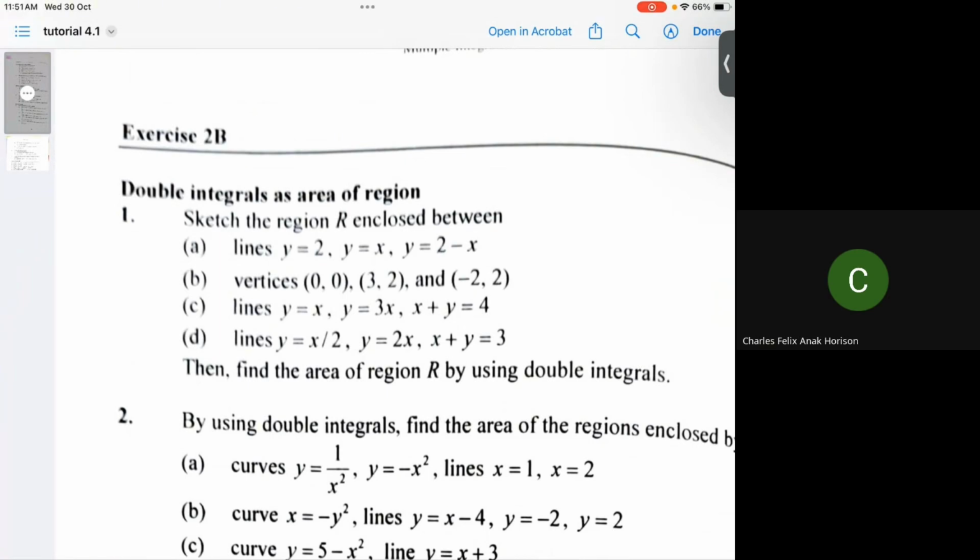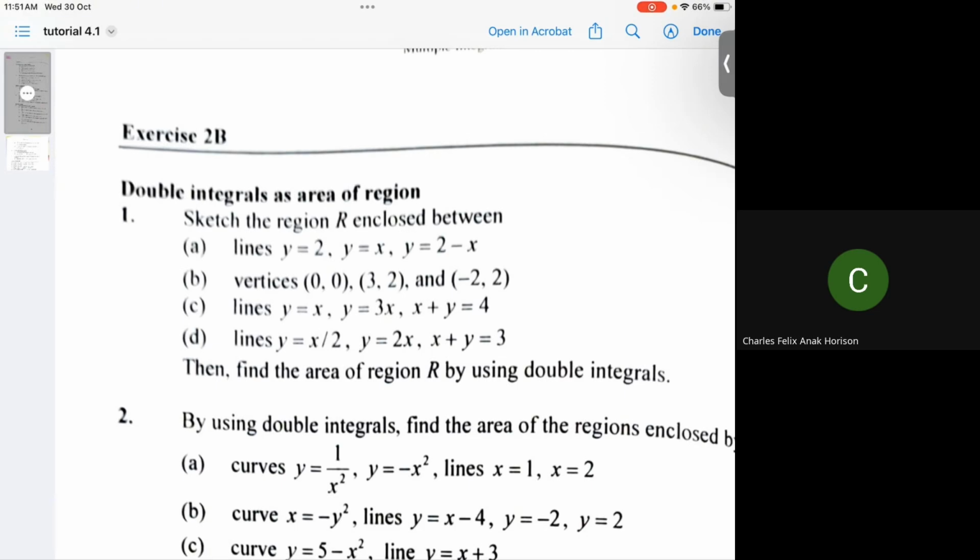So let's try this exercise 2B. You can get the exercise tutorial questions in the WhatsApp group. Also in the author, I have shared it. So we'll be looking at question number 1, double integral as area of regions.